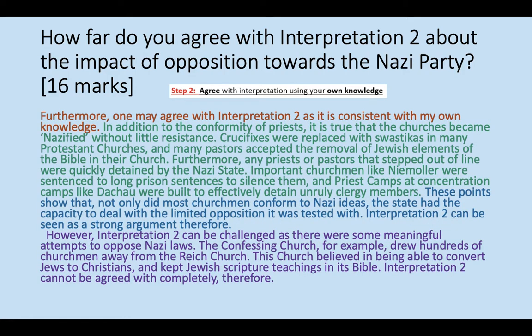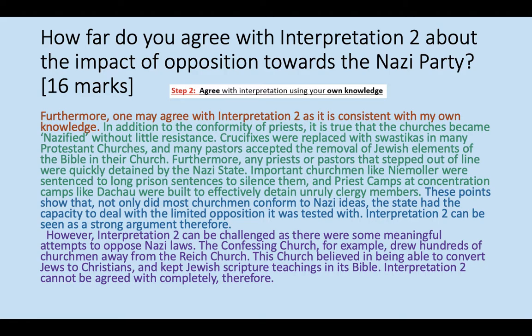So this in purple here. However, interpretation 2 can be challenged, as there were some meaningful attempts to oppose Nazi laws. The Confessing Church, for example, drew hundreds of churchmen away from the Reichschurch. This church believed in being able to convert Jews to Christians and kept Jewish scripture teachings in its Bible. Interpretation 2 cannot be agreed with completely, therefore.